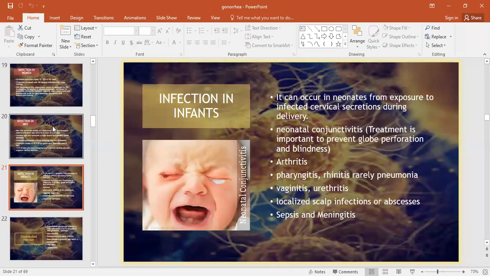Infection in infants can occur from exposure to infected cervical secretions during delivery. It may lead to neonatal conjunctivitis, arthritis, pharyngitis, retinitis, vaginitis, urethritis, localized scalp infections or abscesses, sepsis, and meningitis.